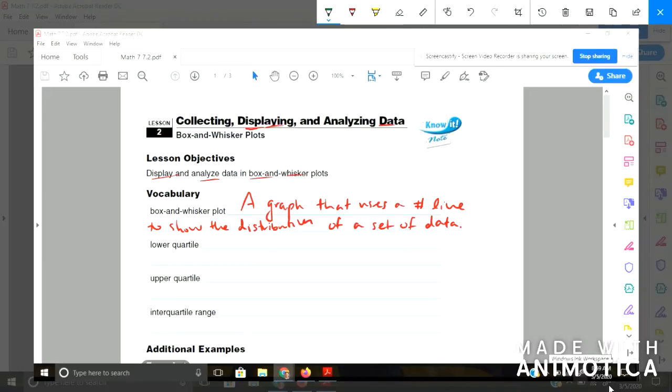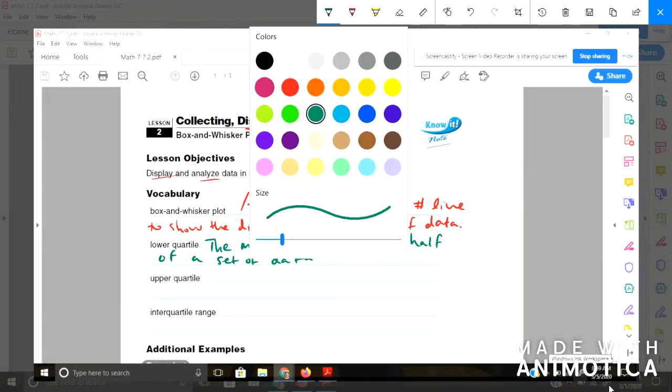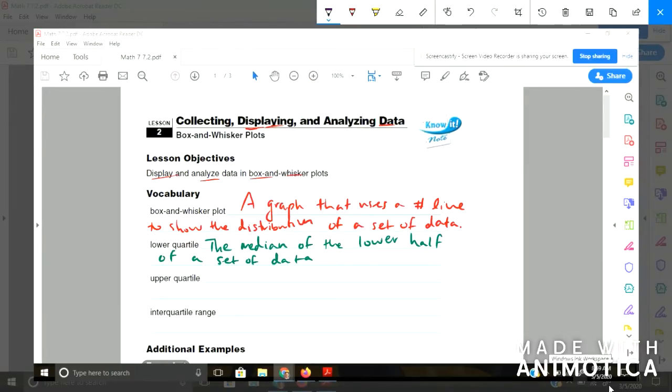The lower quartile is the median. Remember, the median is kind of like saying the middle. The lower quartile is the median of the lower half of a set of data. When we actually make a box and whisker plot, that'll be a little bit easier for you to see, I think. And that's just the opposite of the upper quartile, which is the median of the upper half of a set of data.